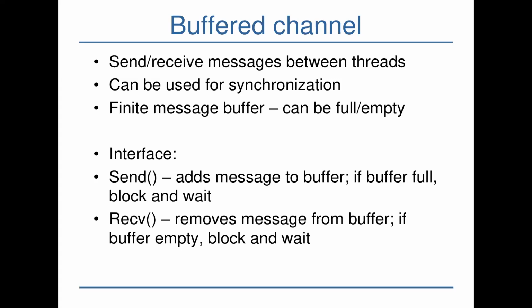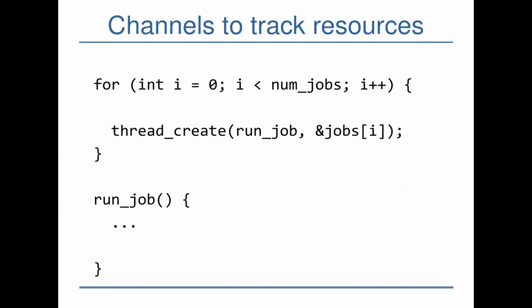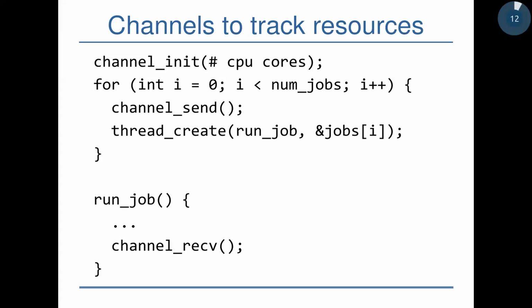But let me explain how we can actually use it. It's not just a regular queue; you can do some operations with it. Let's say we can use channels to track resources. Going back to the example we just had with semaphores, we can initialize the number of channels to the number of CPU cores, and then we can do channel send and channel receive, instead of sem wait and sem post.